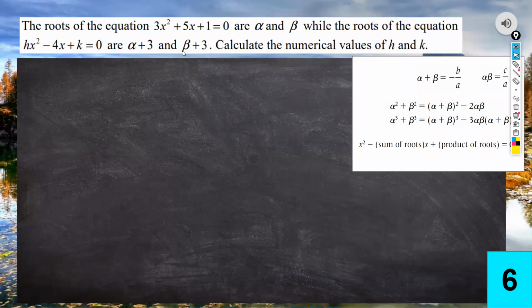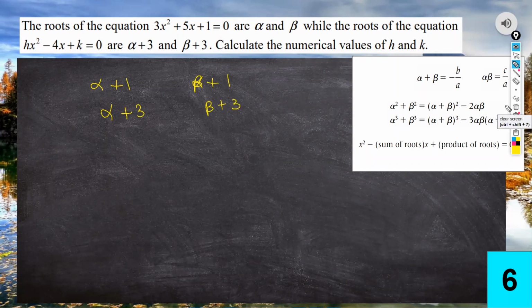This one was almost like the question we had before with alpha plus 1 and beta plus 1, except they put in alpha plus 3 and beta plus 3. That is the only difference. So it's a good chance to practice that question again with a different value, in case you got the first one wrong.